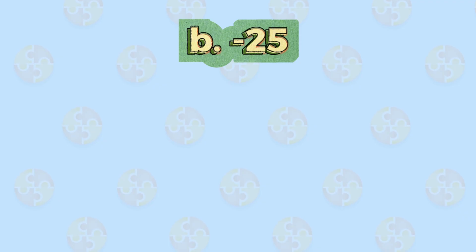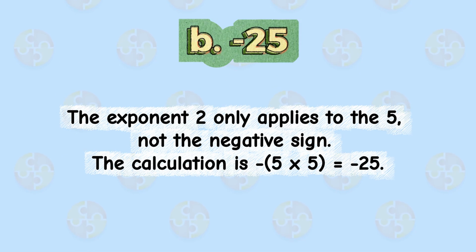The correct answer is B, negative 25. The exponent 2 only applies to the 5, not the negative sign. The calculation is negative 5 times 5, which equals negative 25.